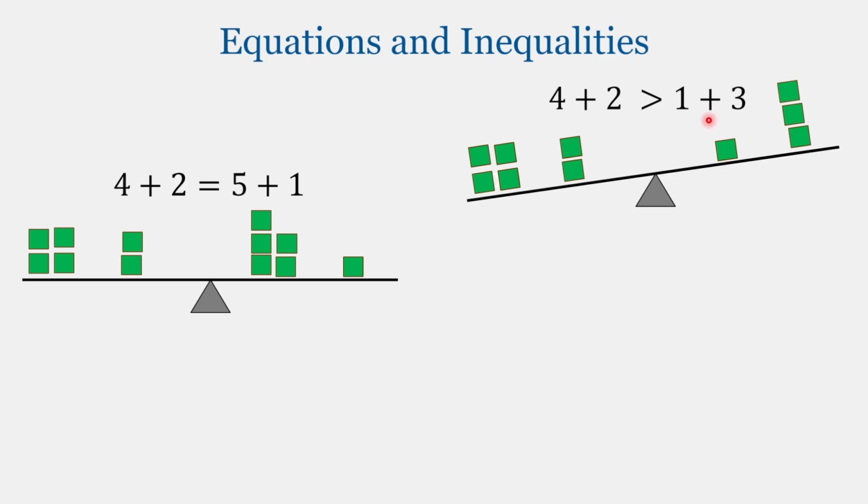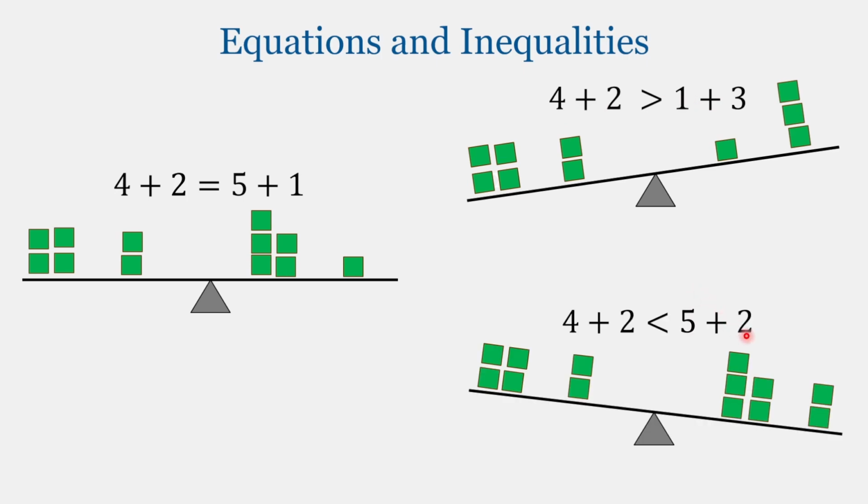Well, what happens when we remove 2 from the right side? Now the left side is still 6, but the right is now 4. The two sides are no longer equal. The left side is bigger, and so our balance is lower on the left side. 4 plus 2 is greater than 1 plus 3. This is an inequality.